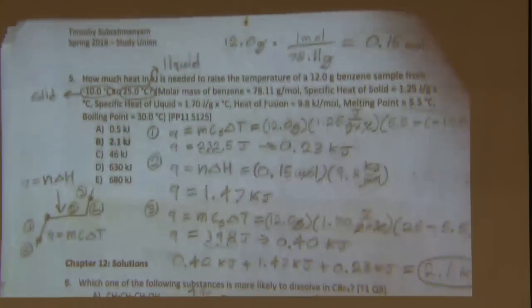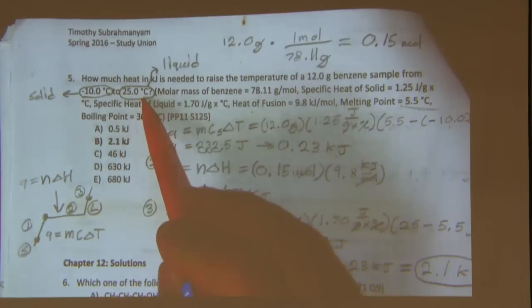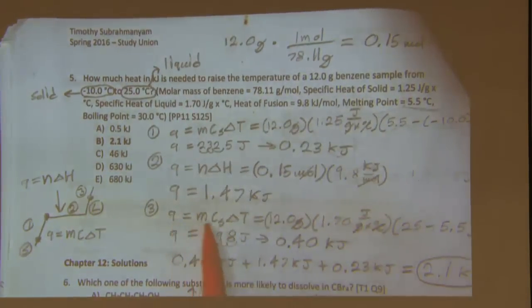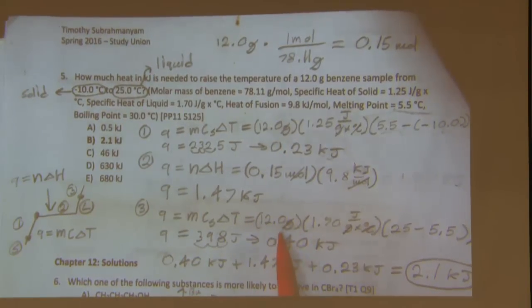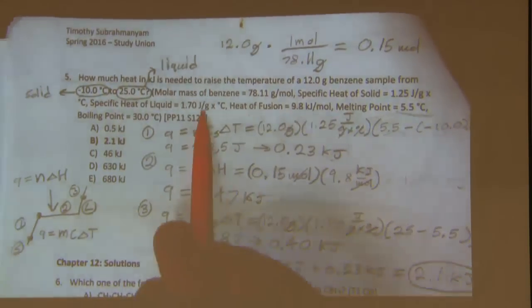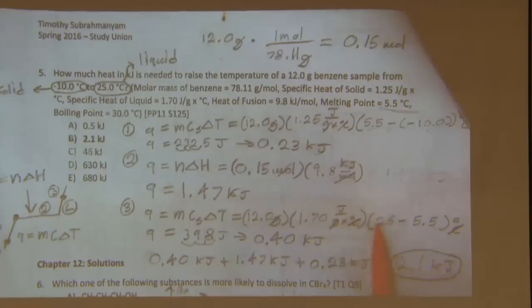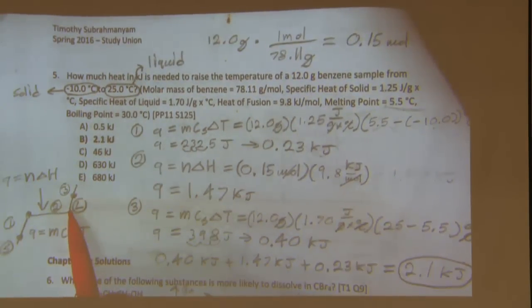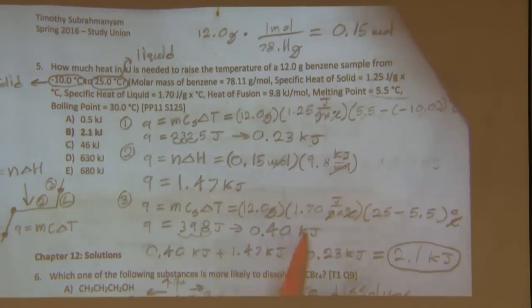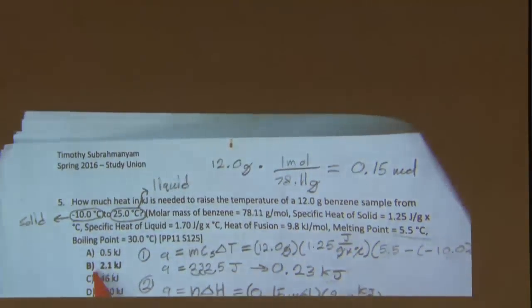Okay, the last step is after melting, increasing the temperature up to 25. So that's again Q equals mcΔT. Here I'm plugging in my 12 grams of benzene again. It's still 12 grams, it hasn't changed. Now I'm using the specific heat of a liquid, because now it's a liquid, and my delta T is the final 25 minus the initial, which was 5.5. Then I solve for that and add all the heats together to get the answer to part B.